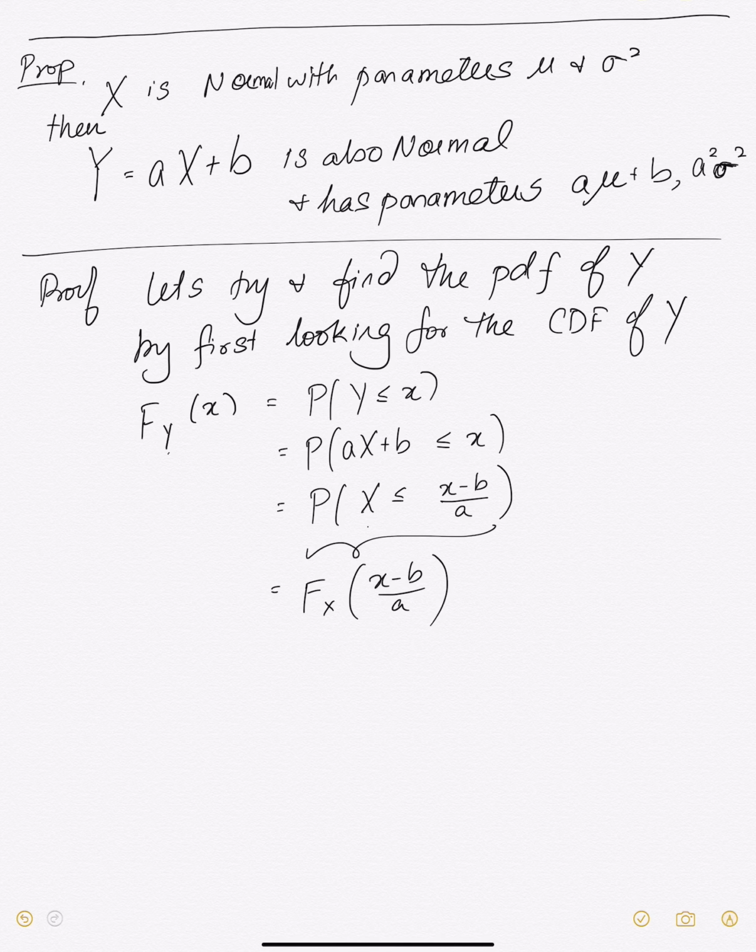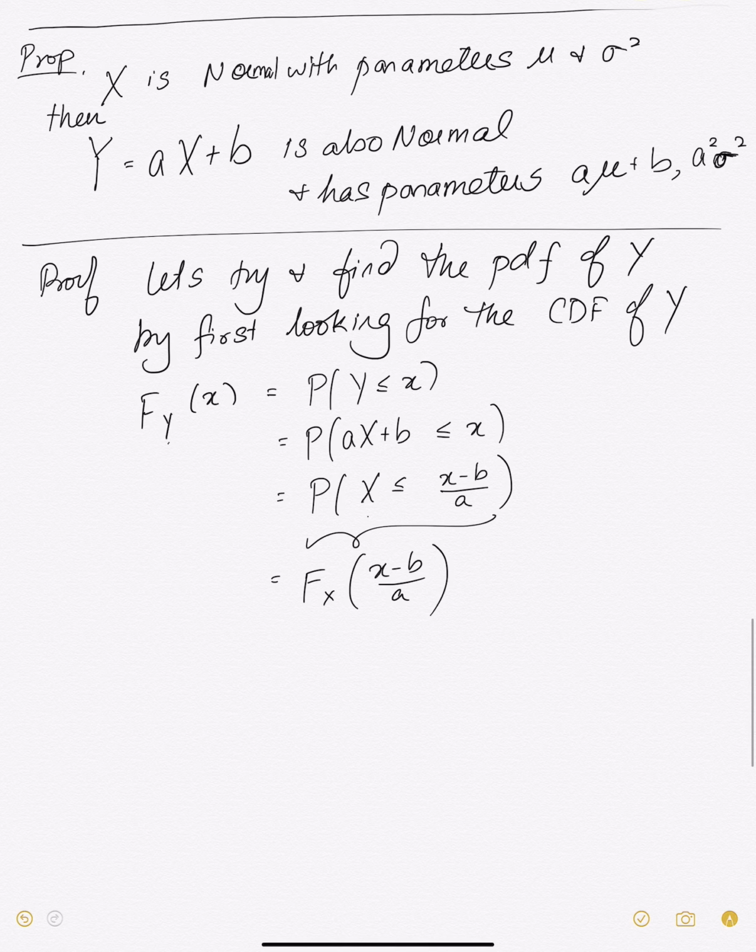You should not try to integrate the density of X from negative infinity to (x minus b) over a. You cannot integrate this function, and that's why we had to do that whole I squared trick. That function does not have an antiderivative that you can write down. So right now we just have a relation between the CDF of Y and the CDF of X.